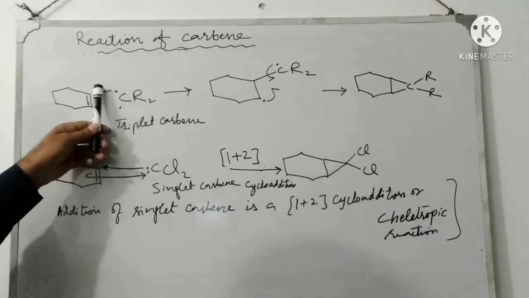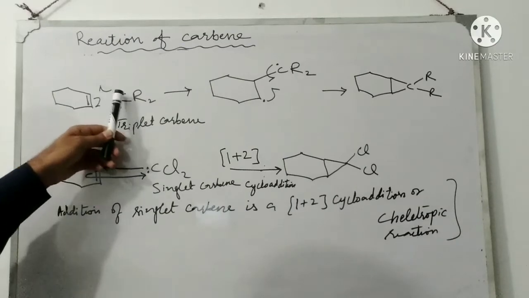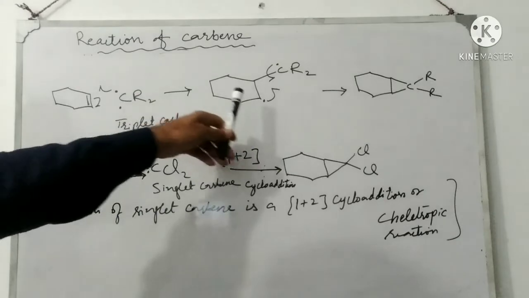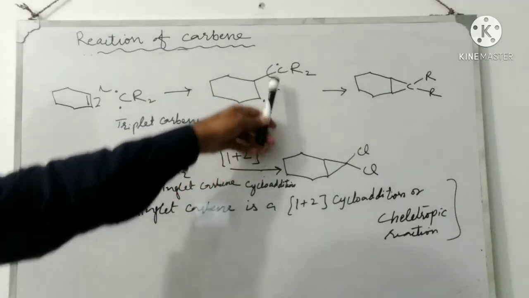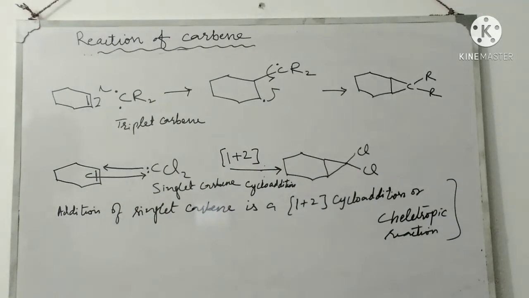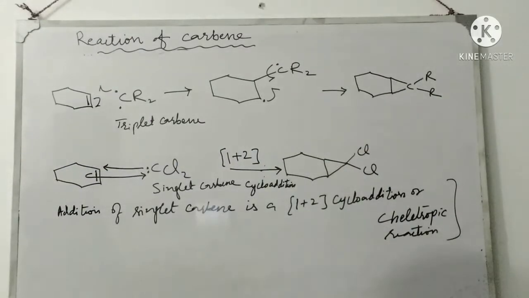One electron is shifted here. This makes a single new sigma bond between this carbon and the carbene carbon. So these are two free radicals. Then in the second step, after one of the electron spins flips, it makes another new sigma bond here. So it is a two-step reaction when the triplet carbene reacts.